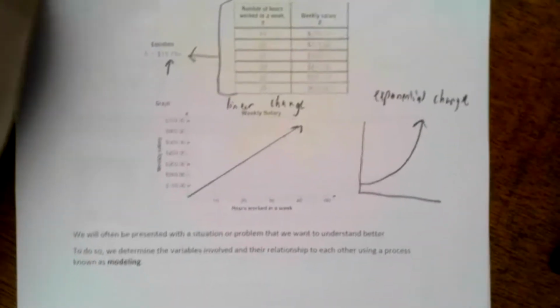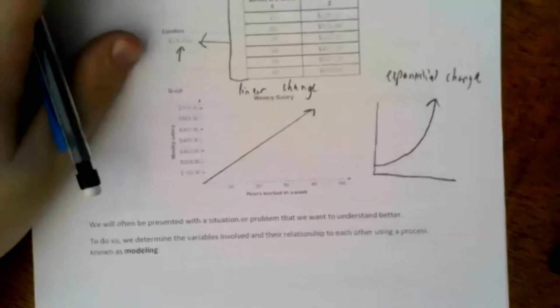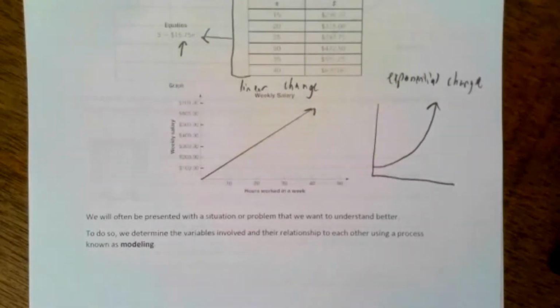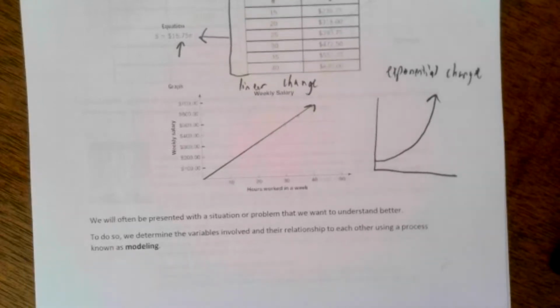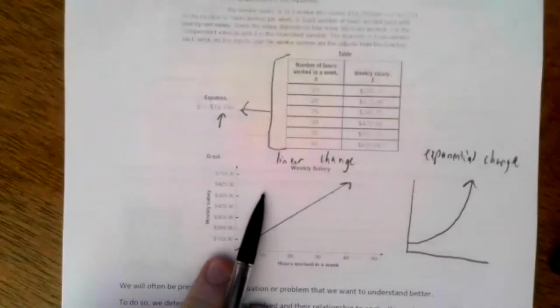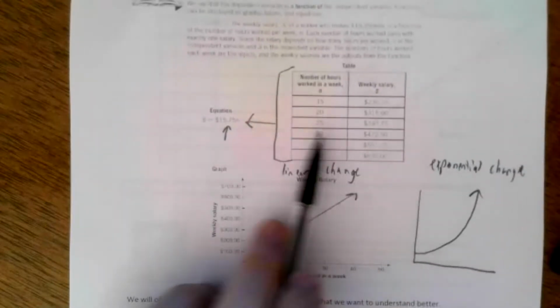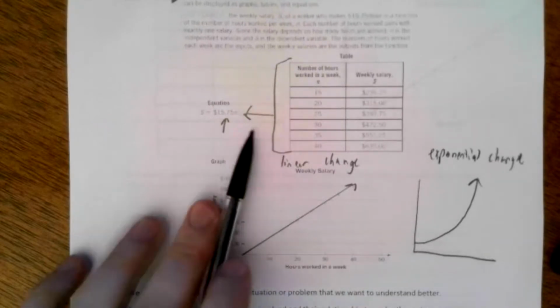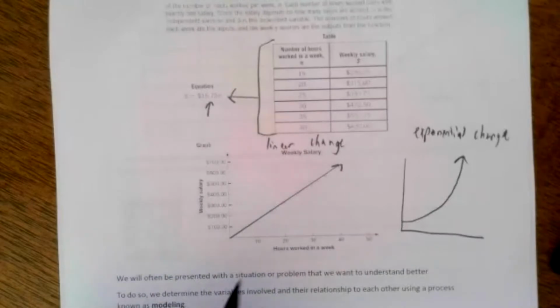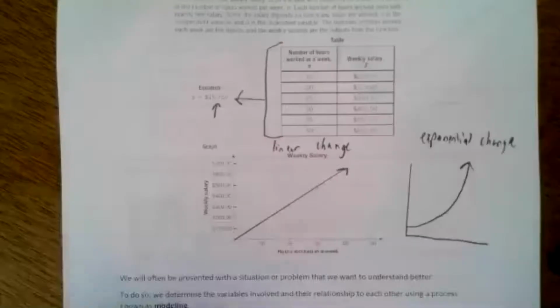A lot of the times, maybe for your job or maybe sometimes just in this class, we will often be presented with a situation or problem we want to understand better. To do this, we determine the variables involved and their relationship to each other in a process known as modeling. So what this example is showing is that going from a chart to some function and then graphing that is all known as modeling. It's just this process to help us understand what's going on with this column right here. All right, so we'll go on to the next page.